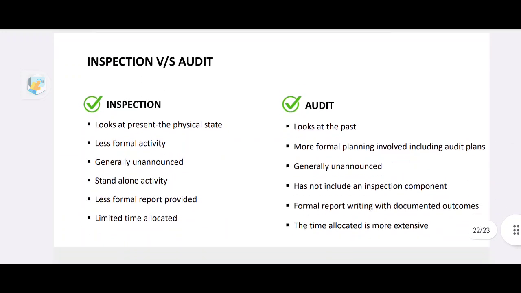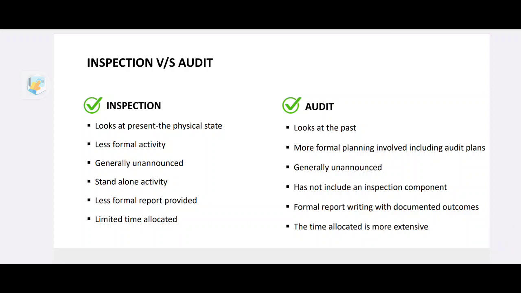Now let's see the difference between inspection and audit. Inspection looks at the present, the physical state, while audit looks at the past. Inspection is a less formal activity, while audit involves more formal planning, including audit plans. Both are generally unannounced. Inspection is a standalone activity. Audit does not include an inspection component. Inspection is less formal, so there is less formal report provided, while in audit, there is formal report writing with documented outcomes. Inspection has limited time allocated, while time allocated in audit is more extensive.